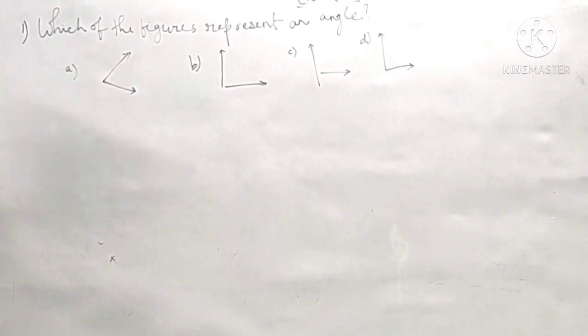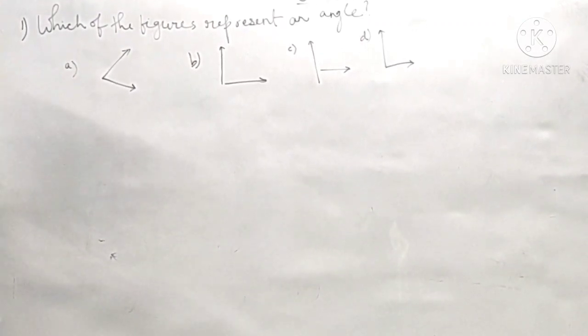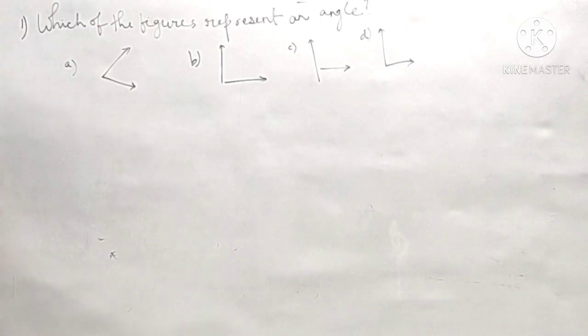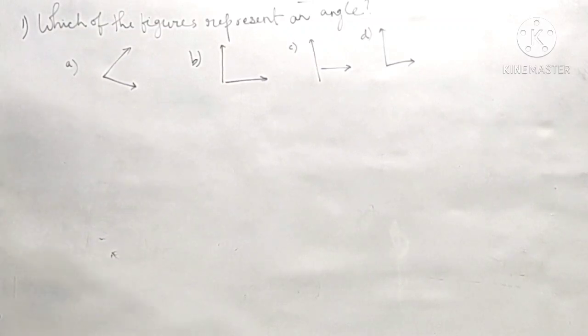Okay. So students, now you see that we are going to start exercise 6B here. Question number 1: which of the figures represent an angle? We have to find which of these figures represent an angle. I have told you what the most important thing about an angle is. There should be at least two rays, there can be more rays also, but at least two rays, and both the rays should have a common end point here.